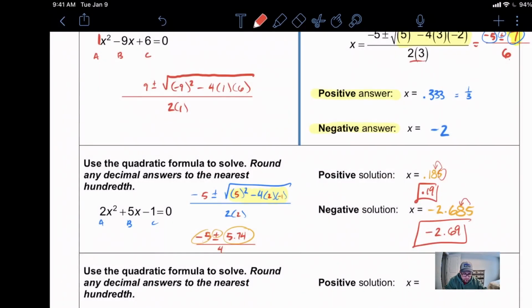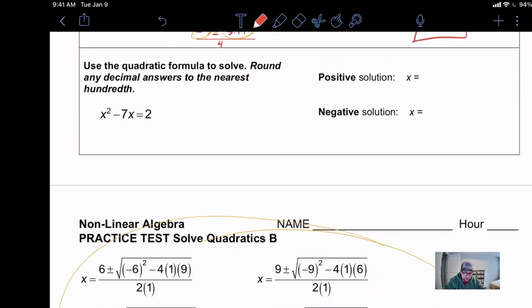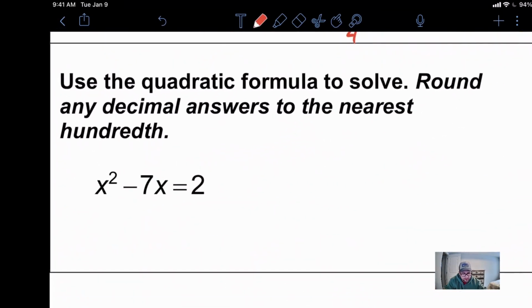All right, let's do one last problem together. This is the hardest quadratic formula one that I have for you. And the reason it's hardest is because it's not ready to go right now. Remember, we need it to be equal to 0 in order to be able to set this up to solve. So we're going to subtract 2 on both sides to get it equal to 0. We're going to be left with x squared minus 7x minus 2.